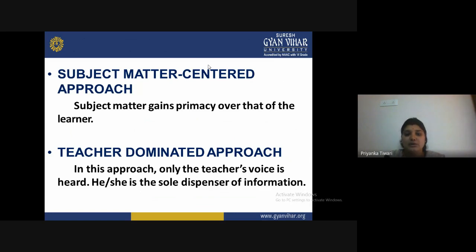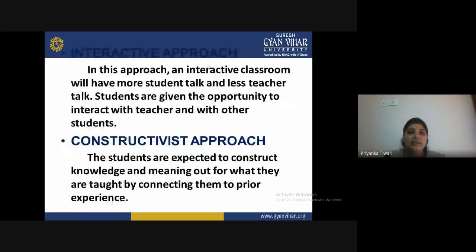Dominated part of a teacher is like that. In the teacher-dominated approach to learning, the teacher is just giving them information, giving them knowledge, and sharing what they exactly want, and subject matter gains primacy over that of the learner.